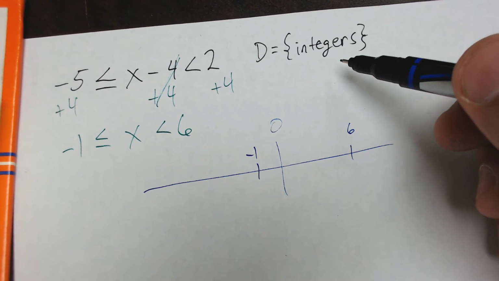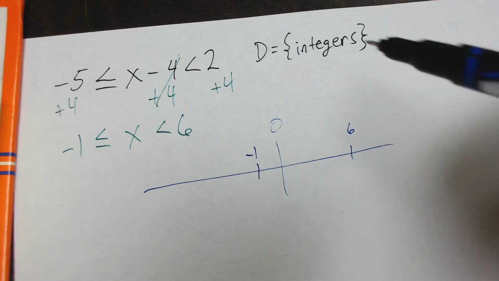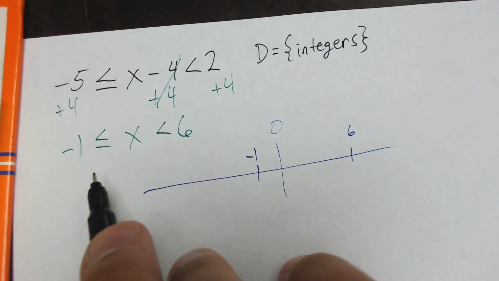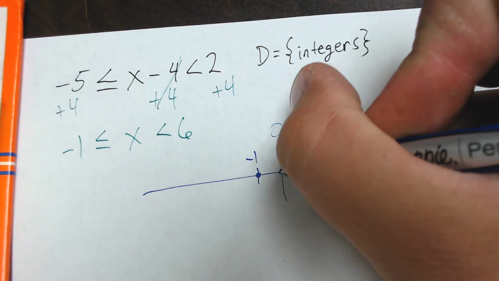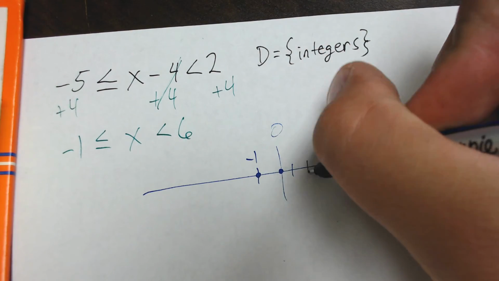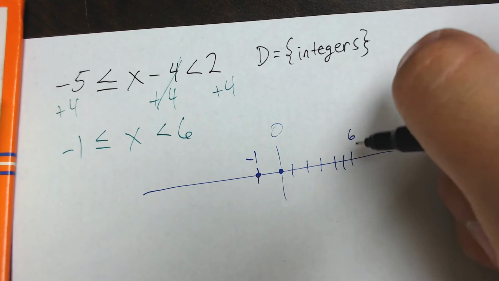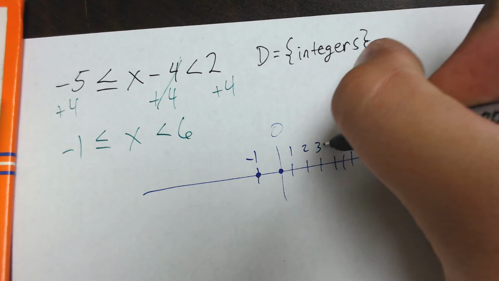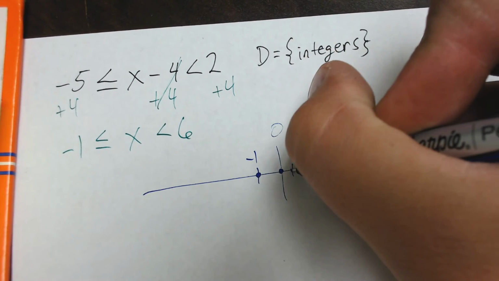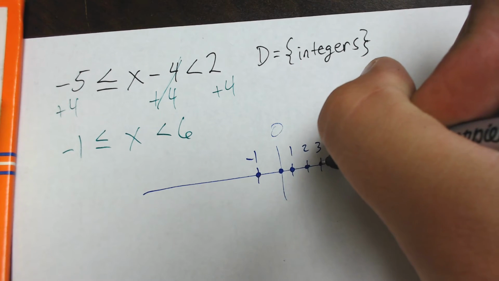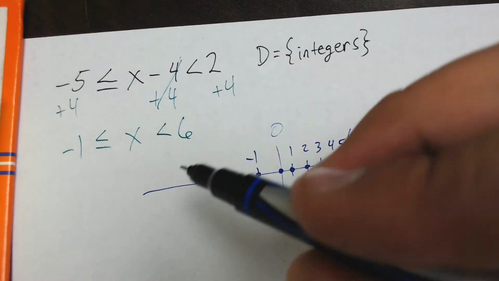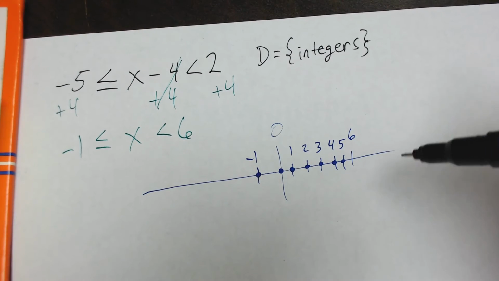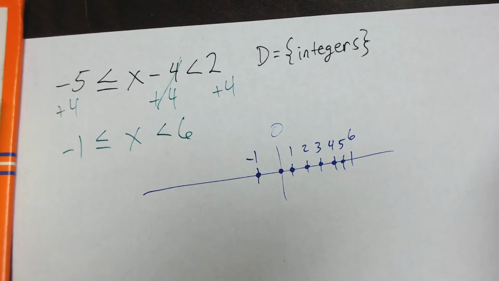Now I look at my domain, which is integers, which means I won't be drawing straight lines, I'll be putting dots. So less than or equal to -1 means that -1 is an option. 0, and then +1, +2, +3, +4, +5. And then I put solid dots at all of those. And 6 does not get a dot because it is not equal to. Or if you really wanted to, you could put an open circle there, but it's not necessary.